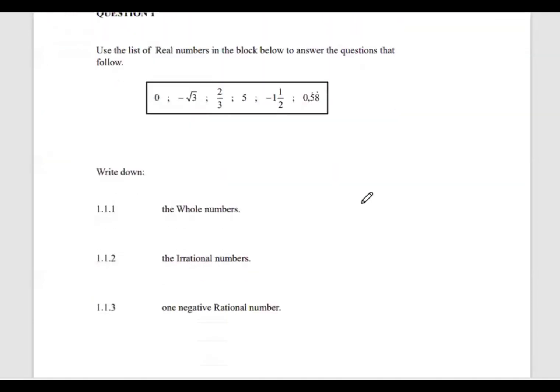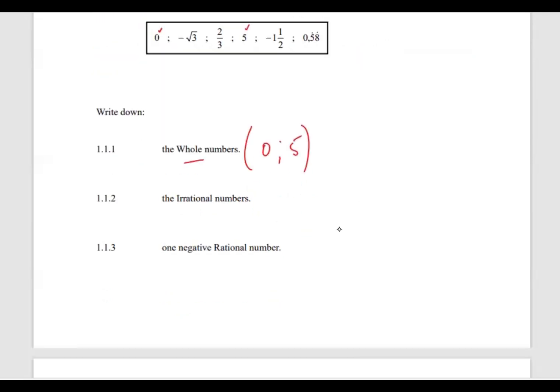They're telling us to use the list of real numbers. Now they are focusing on just real numbers, in the block below, to answer the questions that follow. Now they want us to write the whole numbers. So whole numbers, we said, are negative and positive numbers, but with a 0 included. So which means we have this, we have that. These are the only two. So it's 0 and a 5. All the others are fractions that are not part of our interest.